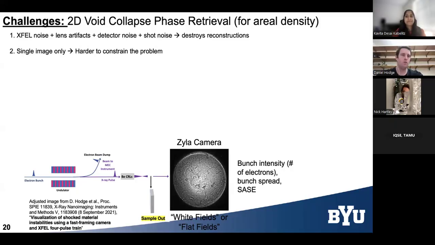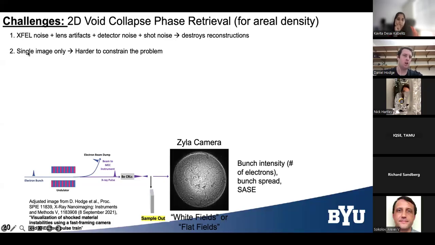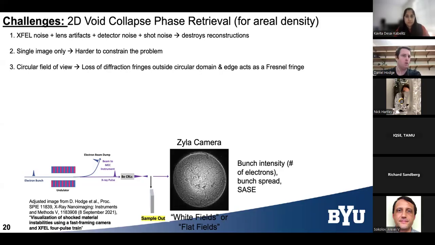Another issue, especially, is we only get a single image out, right? Because when the shockwave interacts with the sample, it destroys it and it's gone. That's it. Unless you're using the ultra-fast X-ray imaging camera, where you can get multiple images out. But having only a single image or a single frame, even with the UXI, because each frame is different, it's going to be harder to constrain the problem. Because normally, how people constrain the problem is by putting your object at several distances, but we can't do that because our sample is destroyed at a very short time frame. So we only have one image to work with.